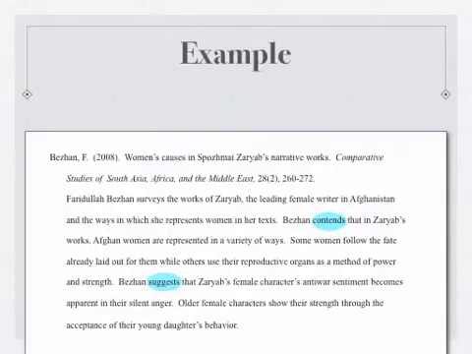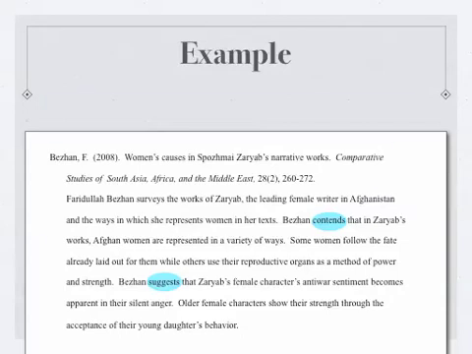Here's an example of an annotation. I'm using this simply to show you how you would actually format this. This particular one was taken from an article from the Comparative Studies of South Asia, Africa, and Middle East. You can see that in the citation above. The annotation itself, I've highlighted these terms just to kind of show you how you can incorporate some really strong verbs into your annotation. Instead of saying says or tells over and over again, you can use some of these stronger verbs and it really kind of helps improve your annotation.